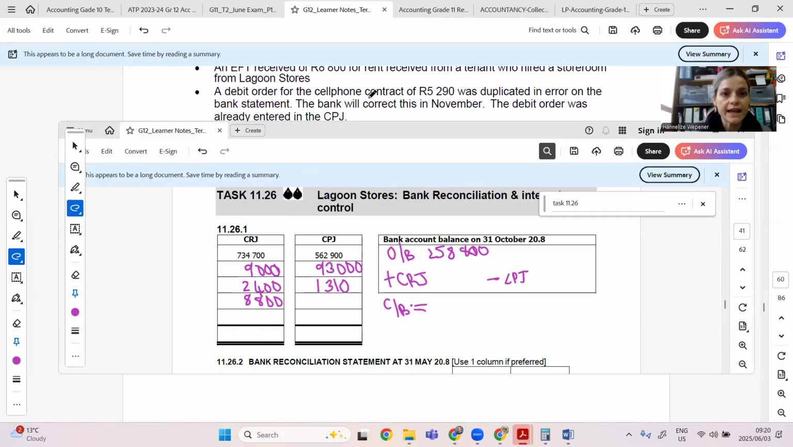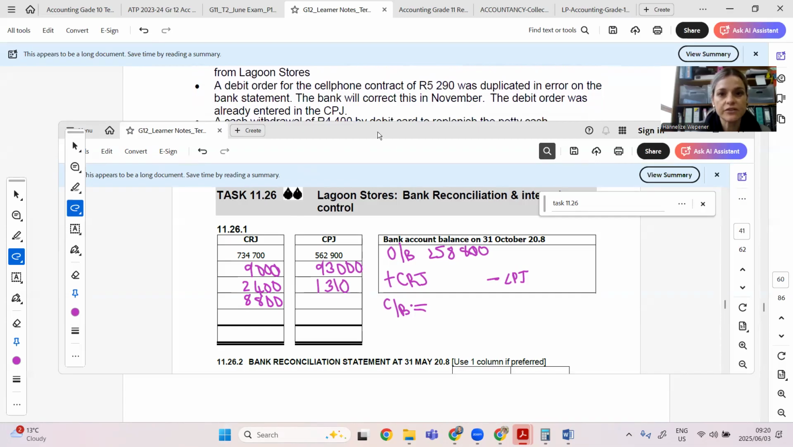Next up, a debit order for the cell phone contract was duplicated in error on the bank statement. The bank will correct this in November. The debit order was already entered in the CPJ. So you've already entered that in your CPJ. It's part of your provisional total. But what the bank did on their side is they by accident put through or processed a double debit order.